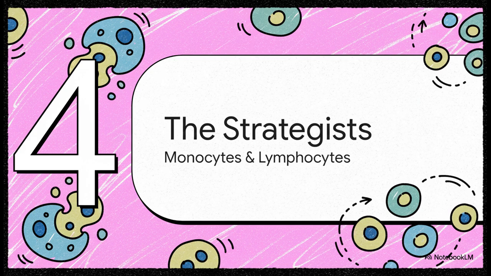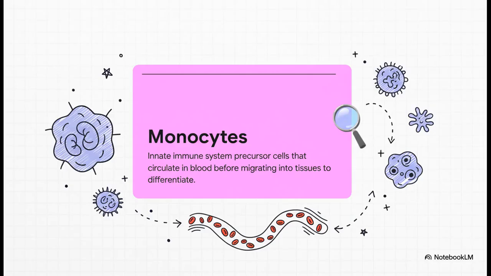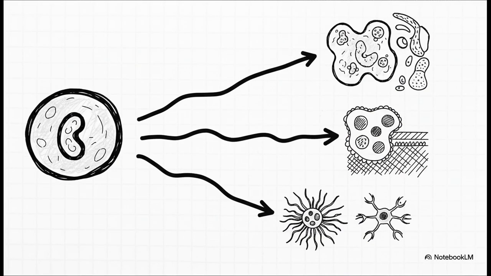These guys are the long-term strategists and the intelligence officers of the immune system. They're all about orchestrating a more coordinated and specific response. It is so important to think of monocytes not as the final product, but as precursors. They are essentially immature cells just in transit. Their real work only begins after they've left the circulation and differentiated into something else. And what they differentiate into are some of the most important cells in the body.